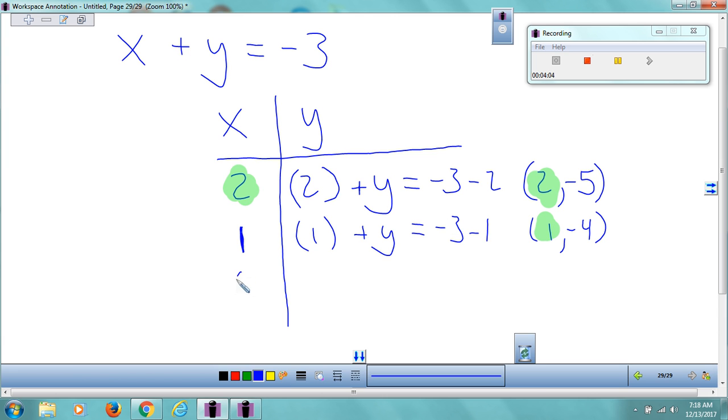Then we're going to go ahead and insert 0. This one is going to be easy because we're not going to have to move anything. 0 plus y is just y, so y is already by itself. I do not need to move the 0. You do not want to embarrass yourself by subtracting 0 from both sides. We know that doesn't change anything. 0 plus y is just y. And so we get y is negative 3. If you guys go ahead and plot that, please.